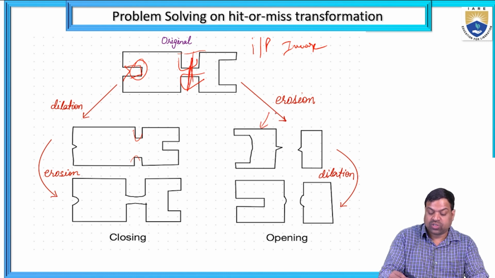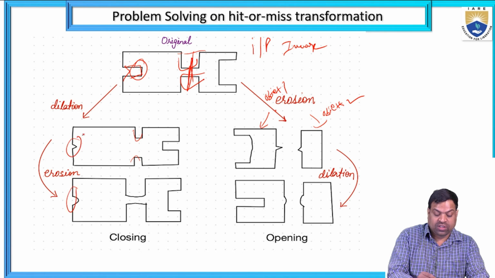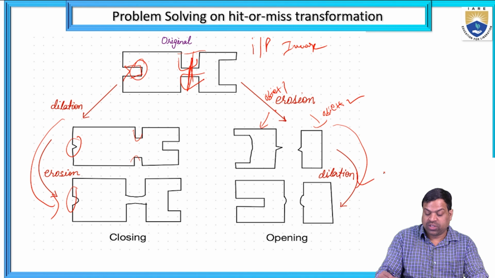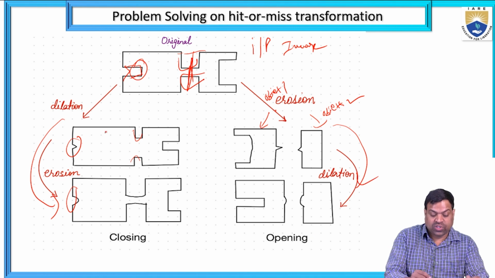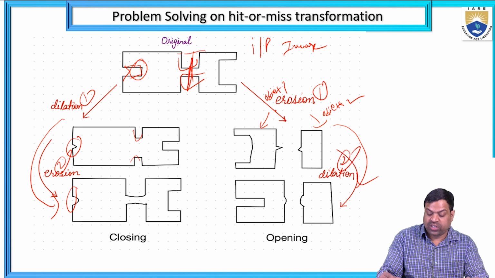These two objects are there: object one, object two, and this is a closing operation. Only the same thing is there. The dilation operation is eroded. Erosion is compared to the dilation. So first dilation, after then erosion. Here first erosion, after then dilation.